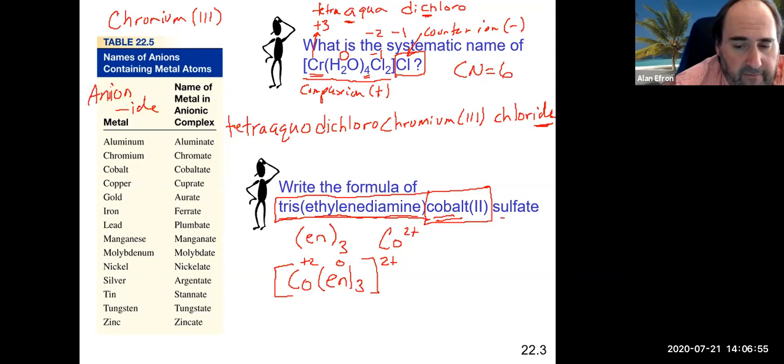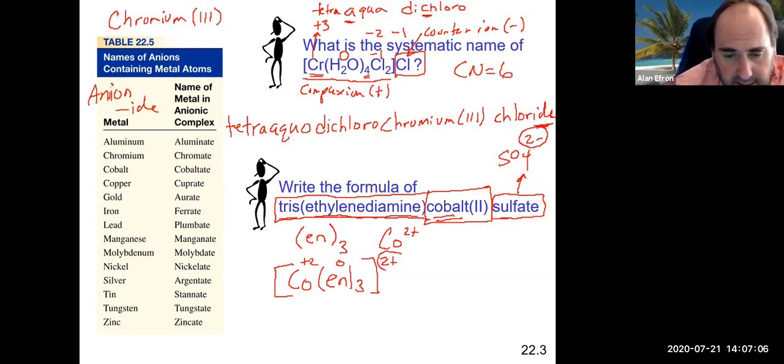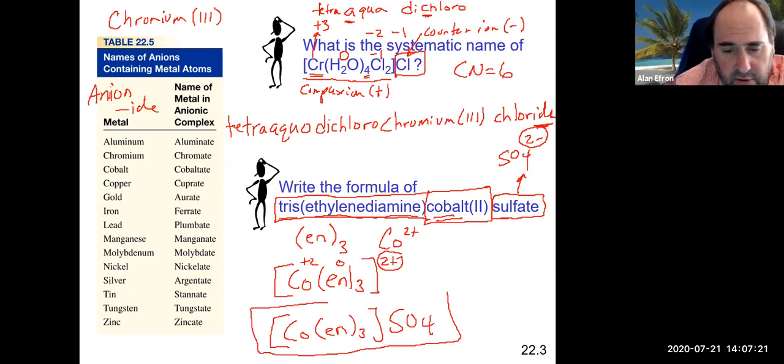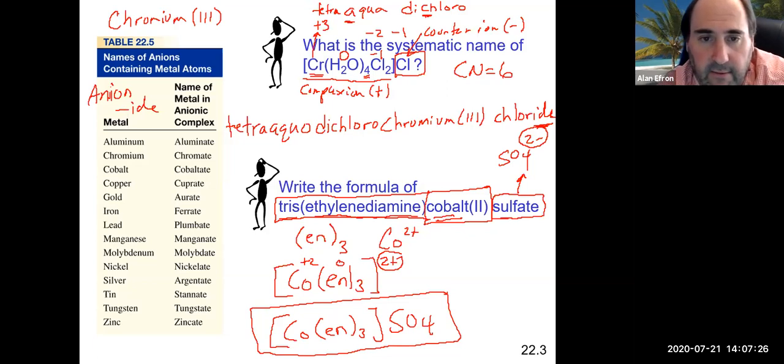And that's important when we get to our sulfate here. Sulfate is SO4 2-. So this is -2, this is +2. That tells us that in terms of our counter ion, we just need 1 of them, which, when we put it together, will give us the correct formula, which will look something like this. Any questions on that particular one?